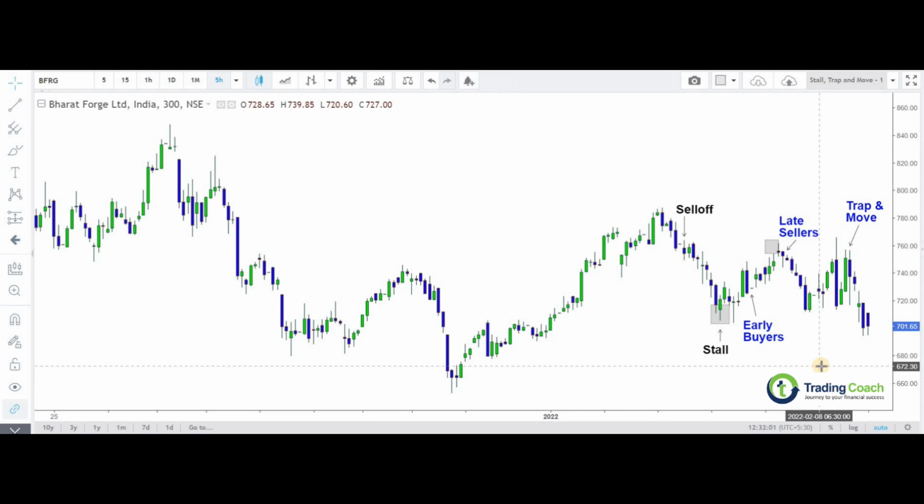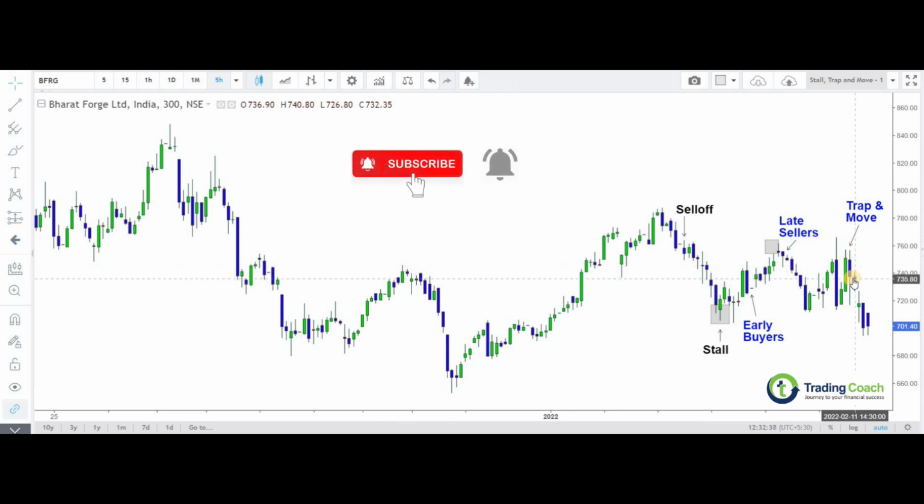All right. So typically what happens is, prices will first stall and then it will create a trap and then it will pick up the momentum. So in the sense, this is a kind of a market trapping strategy. So what we are supposed to do as a trader, when we are seeing this kind of specific pattern, is wait till the trap. All right. Don't be an early buyer or a late seller. Wait for the trap and then take your position.